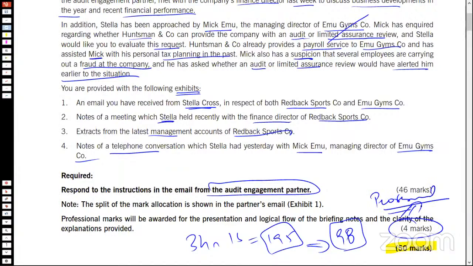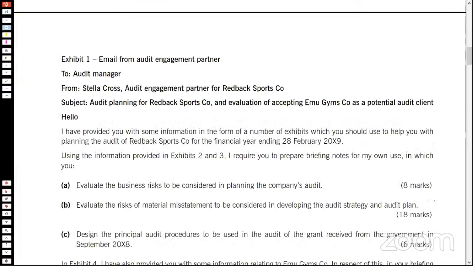That is what we call the professional marks, which are going to be of 4 marks. Now, what next is there? It says exhibit number 1, which is the email from the audit engagement partner to the audit manager, from Stella Cross.